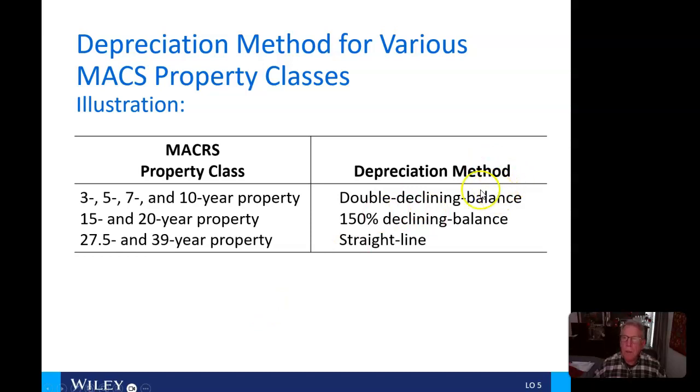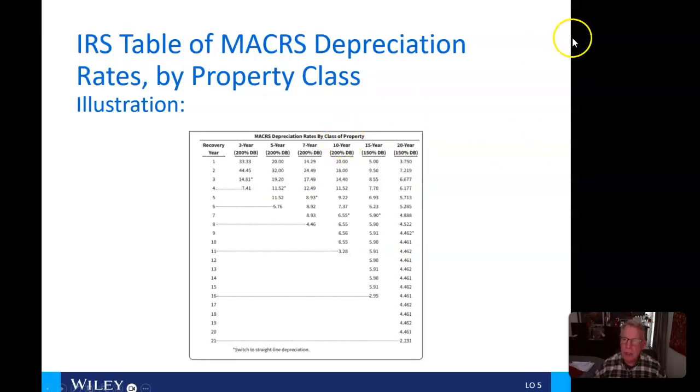So MACRS uses accelerated methods, of course, and let's take a look at how that looks. Here is a schedule, which I think is very interesting if you haven't seen it before, the IRS's table. Now you'll notice, let's go to a double declining balance item here for 5 years.